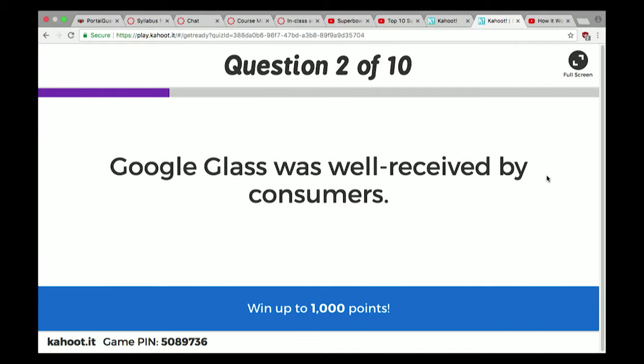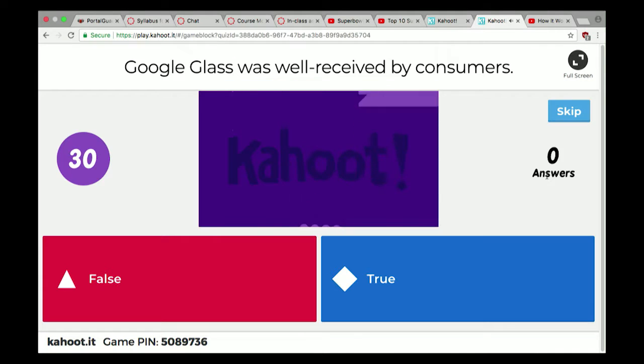Okay, next one. Google Glass was well received by consumers. They loved it.